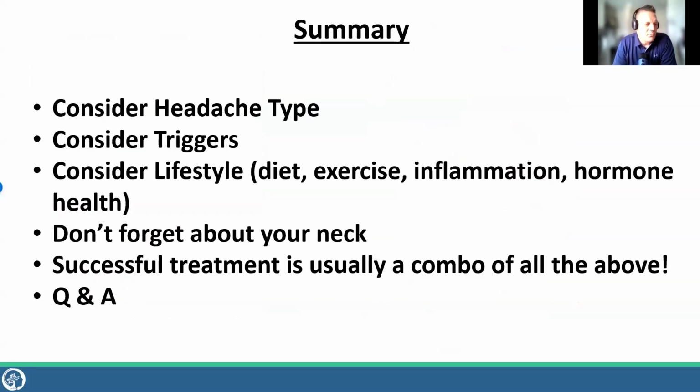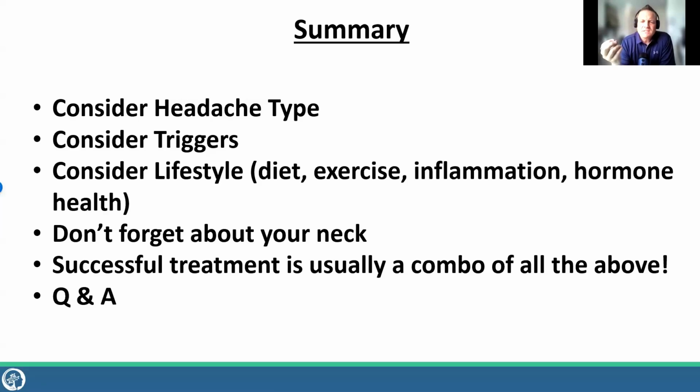So as I offer a summary today, and then we'll take just a couple of questions, please consider the headache type. Please consider the triggers of that headache. What are you doing in your lifestyle that might be amplifying this? What's your diet like? What's your exercise like? What inflammation's going on in your body? When is the last time you pooped? Are you constipated? What's your hormone health like, right? Did you drink alcohol last night? How can we manage both the triggers and the lifestyle? Please don't forget your neck. I hope that I've impressed upon you.